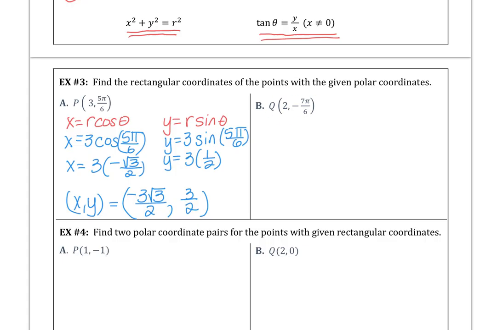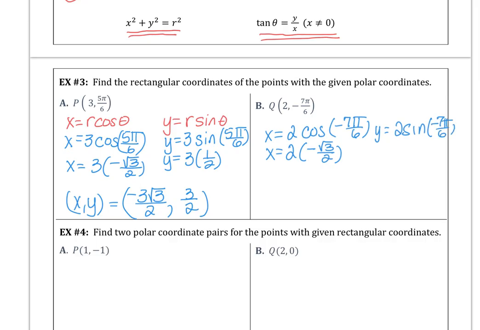So here we have the x and y coordinates from our given polar coordinate. Point Q, using those same formulas, x is r cosine theta. So x is 2 cosine of negative 7 pi over 6. So x is 2 times negative square root of 3 over 2. And then y is 2 times the sine of negative 7 pi over 6. So y is 2 times 1/2.